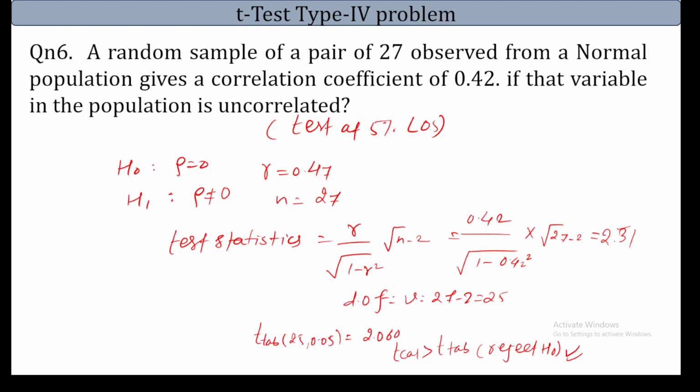We have one question that we have done already. Here they have given n as 27 and the correlation coefficient as 0.42. If the question is tougher, they may ask you to calculate r also, as we did in the regression analysis problem. Usually they give the value directly, so there is no issue. Again they are asking whether the variables in the population are correlated or uncorrelated, so we can apply this one and get the t tabulated value at the 0.05 significance level.